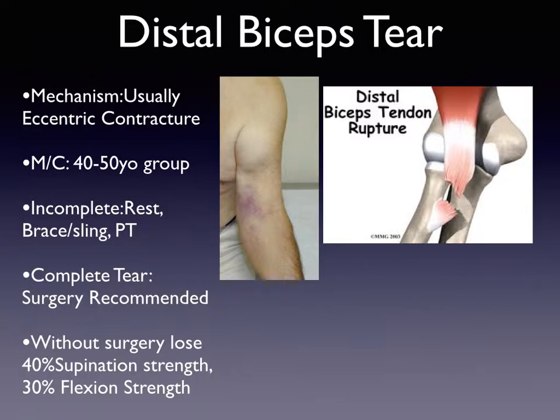You can try rest initially, brace and sling, but usually whenever there's a complete distal biceps tear, physical therapy is not adequate, neither is conservative treatment. Usually we recommend surgery. Without surgery, conservative studies show you lose about 40% of the supination strength and 30% of the flexion strength. Now, a little fun fact is that John Elway actually had ruptured his distal biceps tendon, and actually played football professionally with that injury.